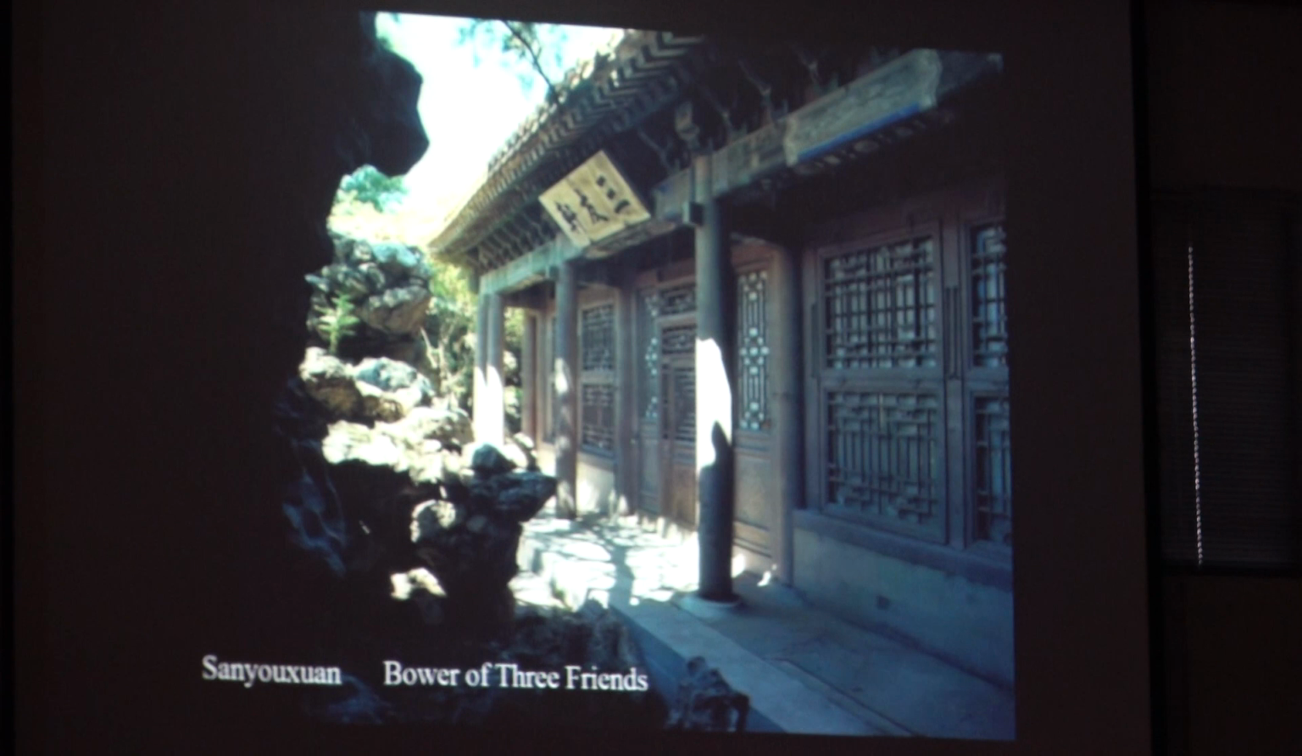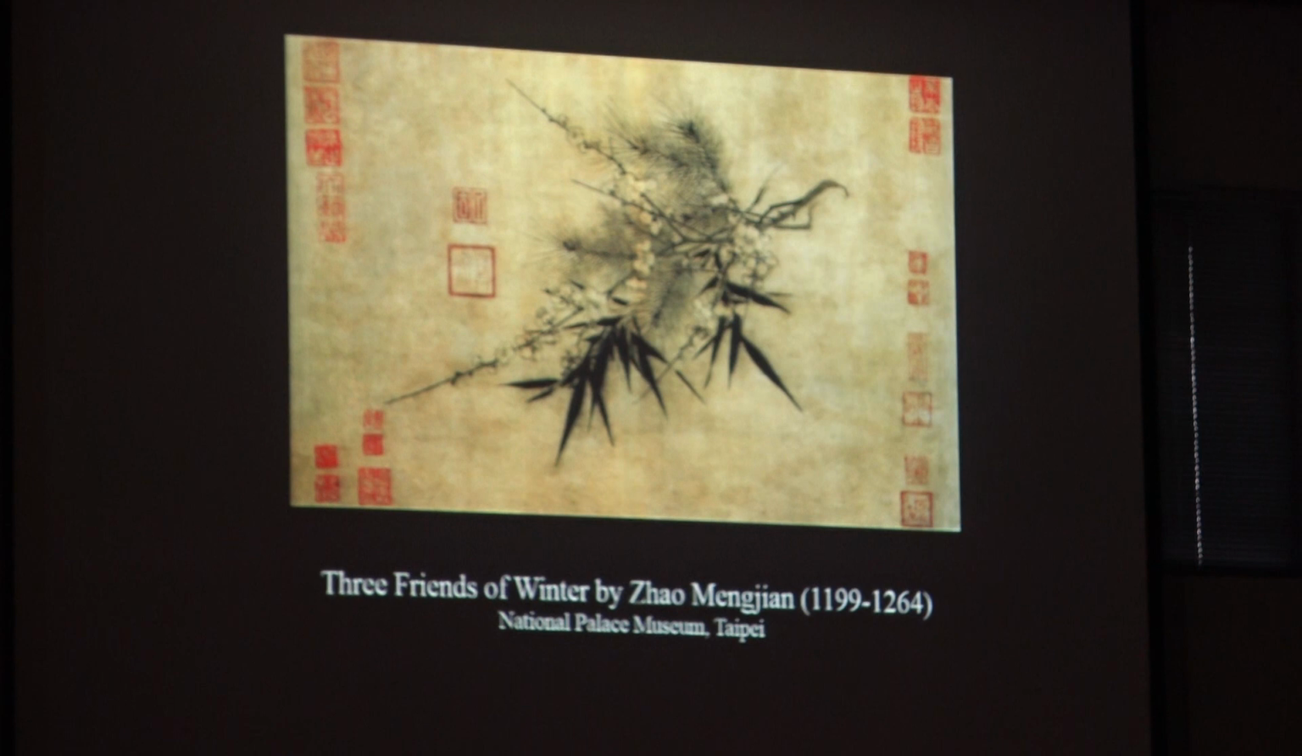Every good Chinese literatus knows that there's a group of three friends who are called the Three Friends of Winter. And they're pine, bamboo, and plum blossom. And what's special about the pine, bamboo, and plum blossom? Pine and bamboo stay green all winter long, and the plum blossom flowers in the middle of winter at Chinese New Year times. So these are the three friends of winter.